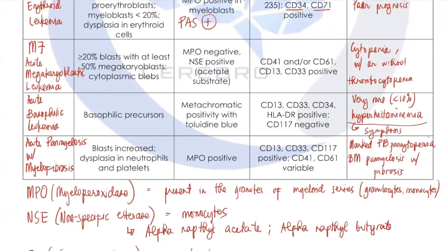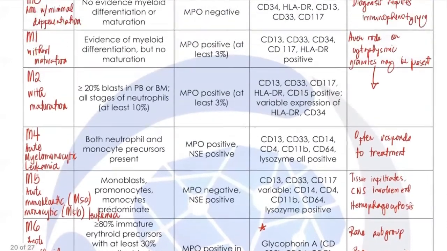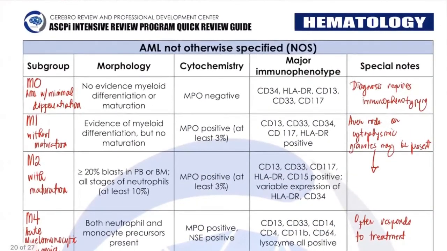Okay? So yan po yung ating mga acute myeloid leukemia that are not otherwise specified. So usually ito yung medyo may relation with the FAB classification. So again, emphasize ko, yung pinaka-importante dito is yung mga CD markers. Oftentimes ito talaga yung tinatanong nila. Okay?